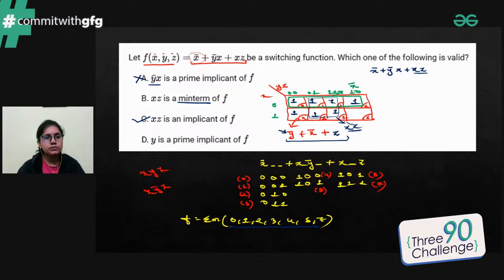And why is option D false? Because y bar is a prime implicant, not y. We haven't got this term, so how can we say that this is a prime implicant? The reasoning for option A and option D is similar. Option B is not a min term, so option B is also false. Option C is correct. I hope you got the solution. So let's move on to the next question now.